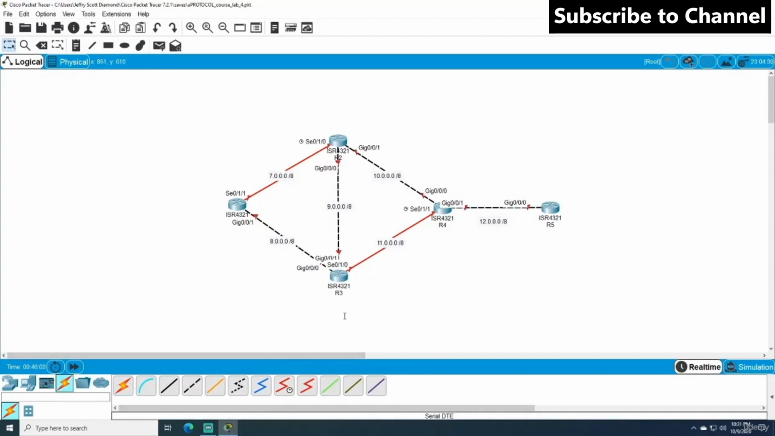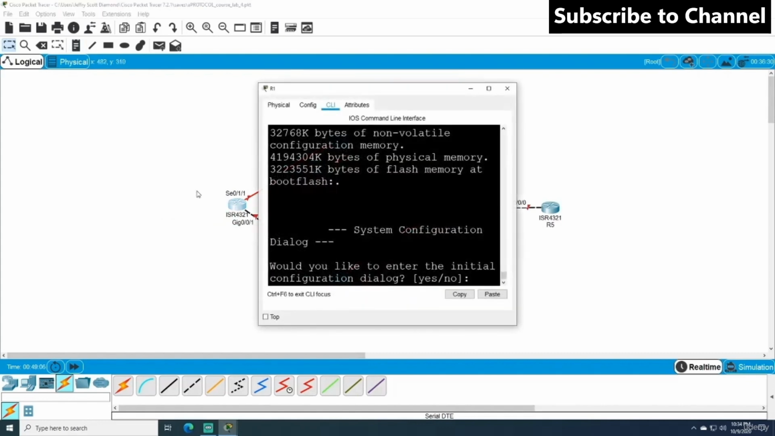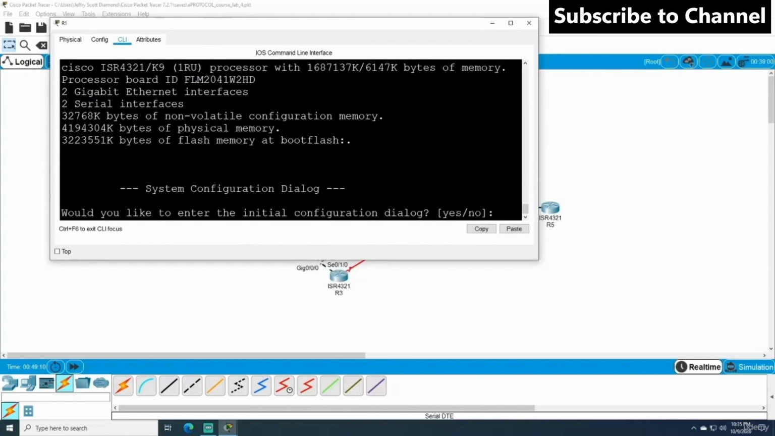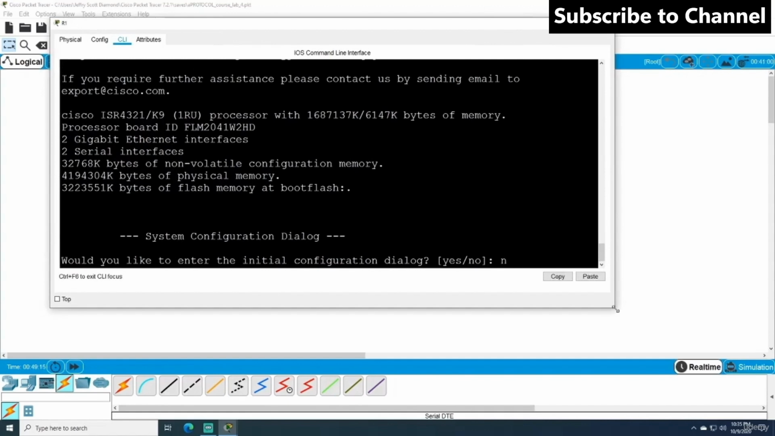And now all we have to do is statically assign IP addresses to each of our interfaces and no shut them, and also configure host names for each of our routers that correspond with their labels. That way when we are logged into a router, we will know which one we're on. And I will start with router 1. And if you get this message asking you if you want to use the setup wizard, just say no, because we want to do all the configurations ourselves.